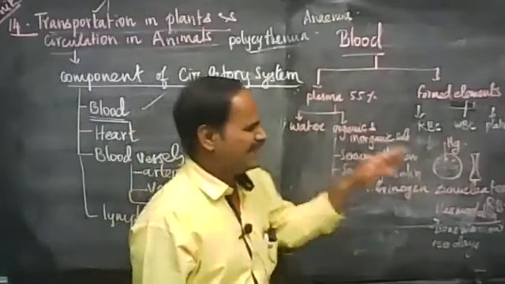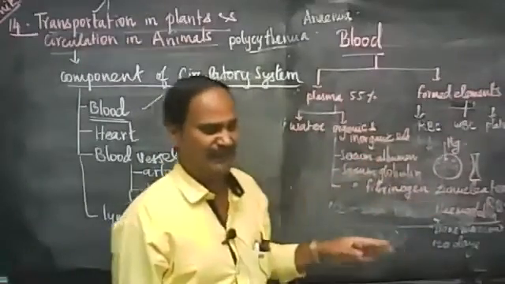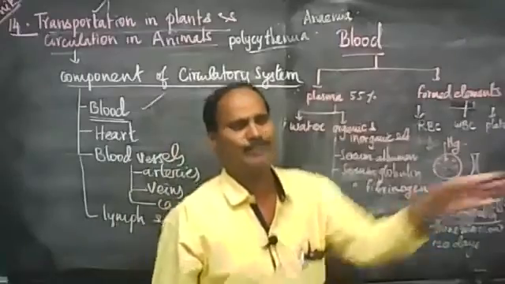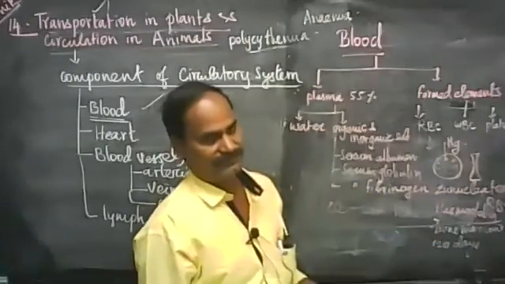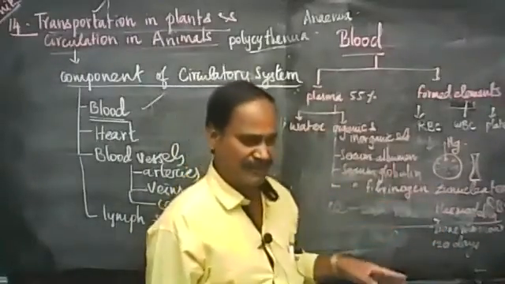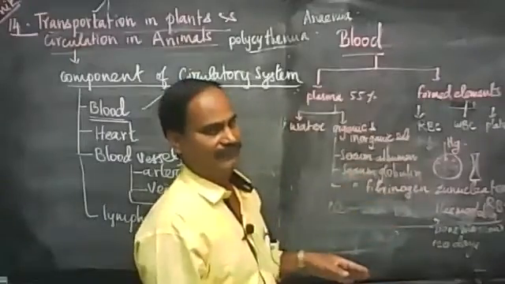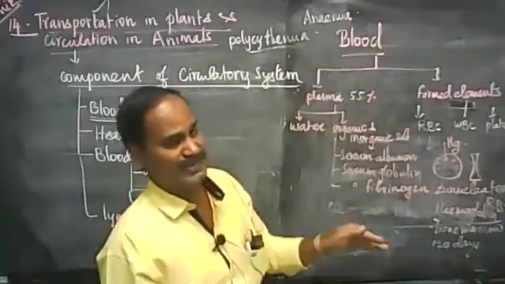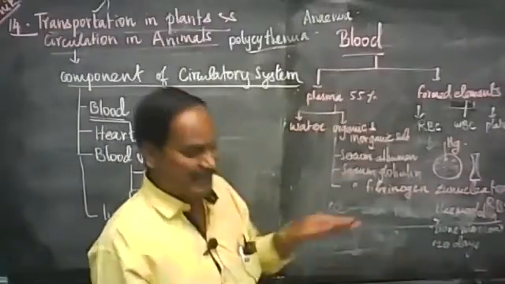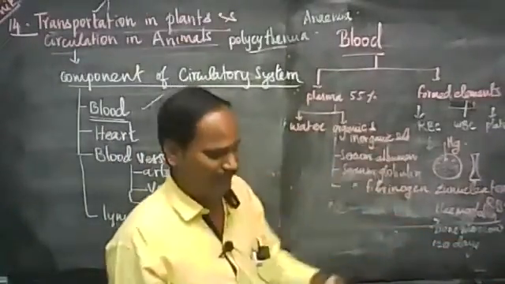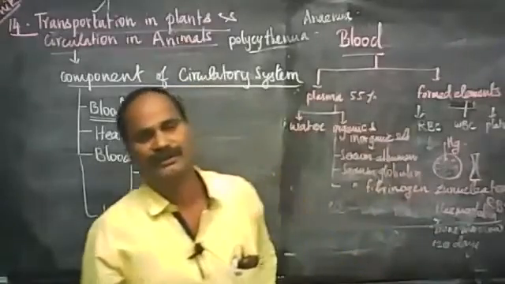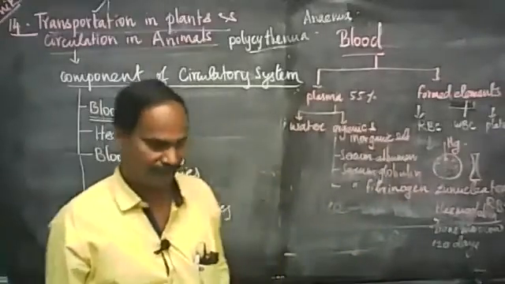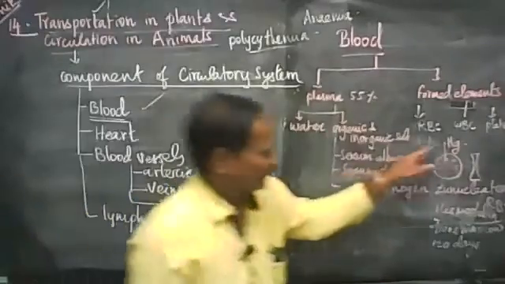Now its size and disc-shaped structure enable free movement in the lumen of the blood vessels. That is why it is disc-shaped, biconcave. The biconcave nature, disc-shaped appearance and absence of nucleus play a very important role in its movement and also in accommodating an enormous amount of hemoglobin. So this is about the RBC structure.